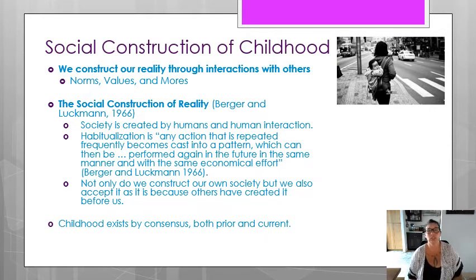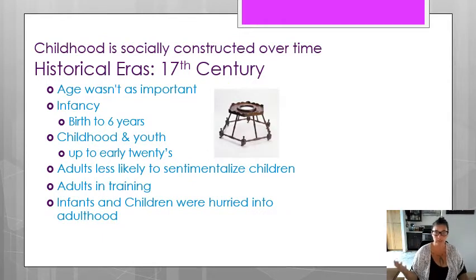So not only do we essentially create our own society, but we accept our society because others have created that society for us. It existed before we were born, and it'll continue to exist after we are gone, right? So a social construction is a concept that we agree to be real and therefore becomes real in its consequences, which means that a concept like childhood is going to change over time. It's going to change place to place, and it's even going to change based on social location, like social class and race and experiences. But you tend to have a general consensus within a society.